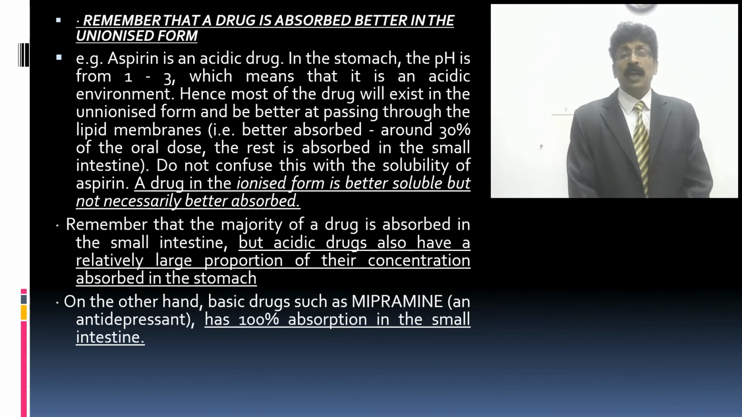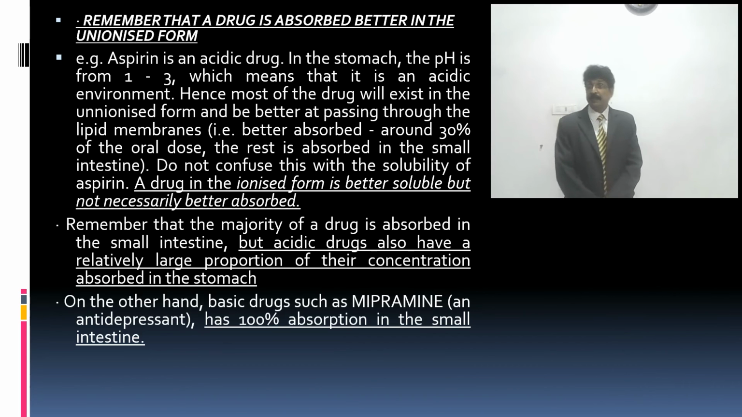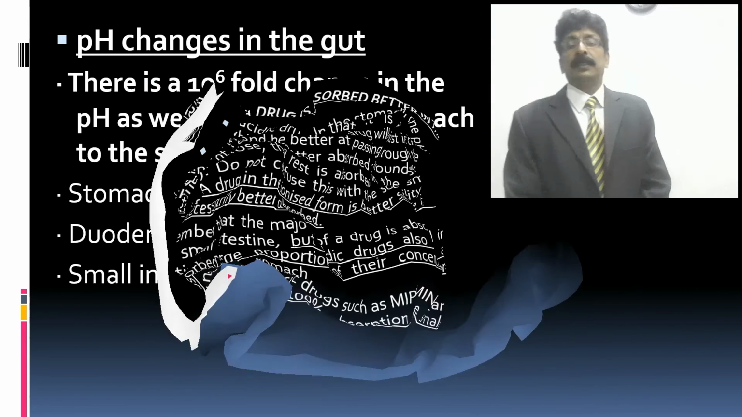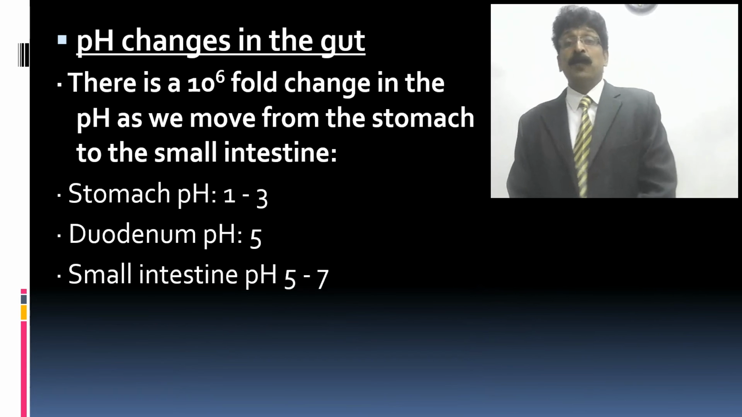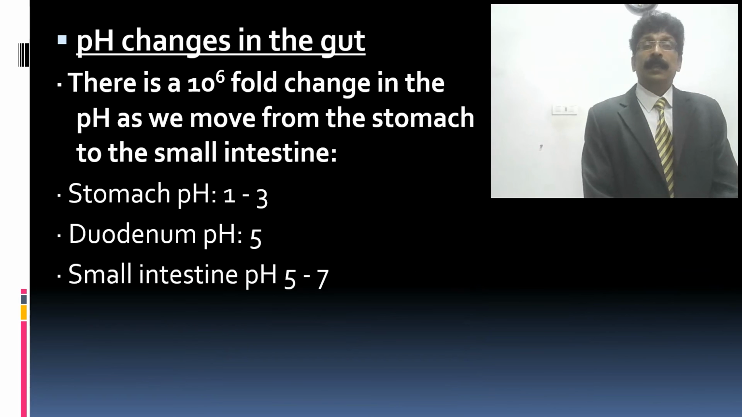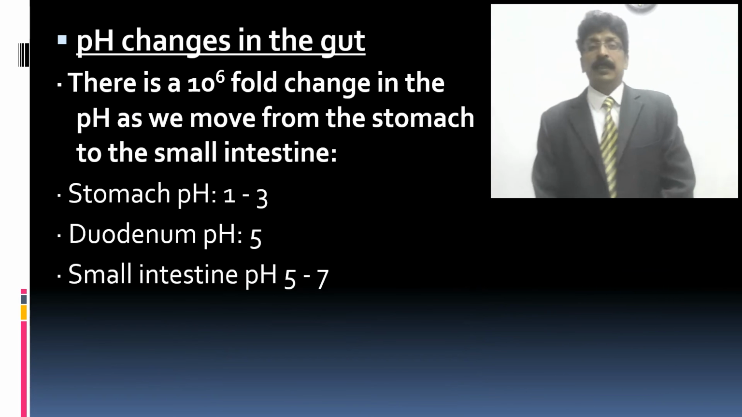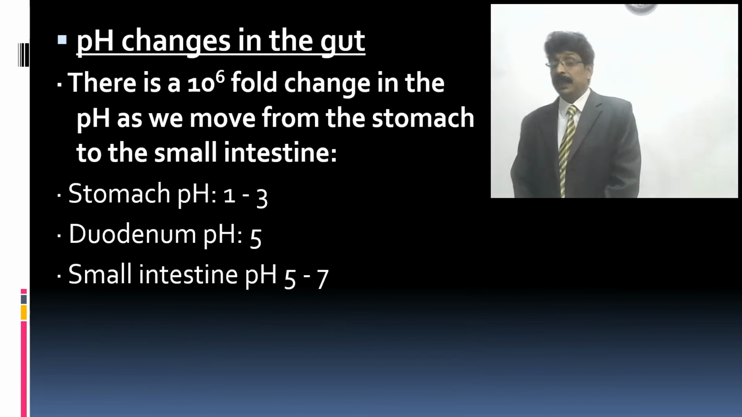On the other hand, a basic drug such as imipramine, an antidepressant, has 100% absorption in the small intestine. There is a 10 to the power of 6 fold change in pH as it moves from stomach to intestine. Stomach pH is 1 to 3, duodenum is 5, and intestine is 5 to 7.